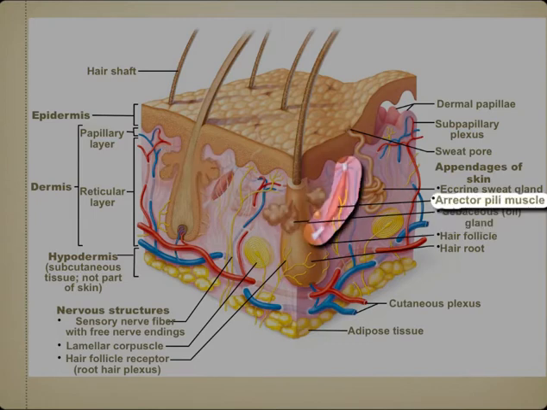The next label up shows a very interesting muscle. This muscle is called arrector pili. The arrector pili muscles are what give you goosebumps when they cause your hairs to stand on end.